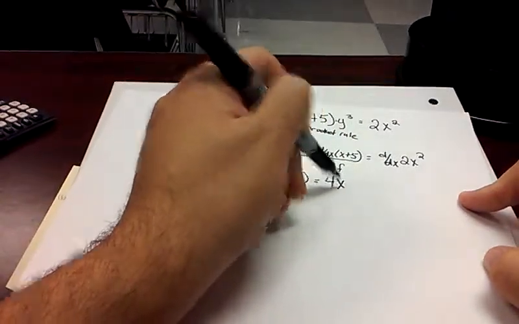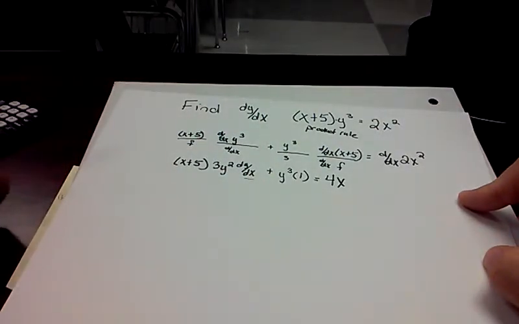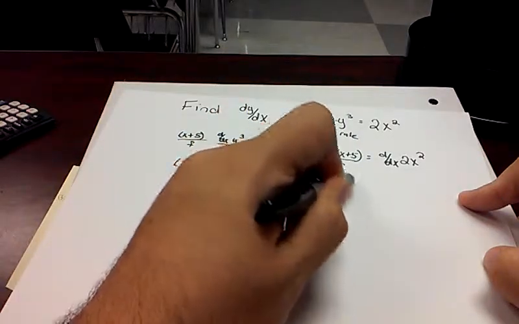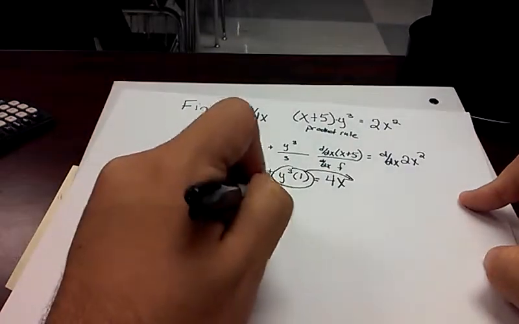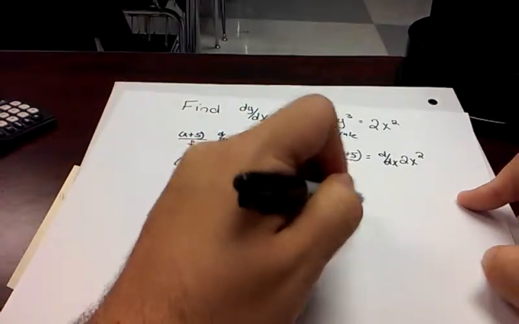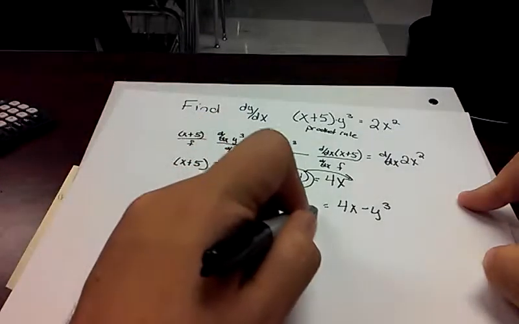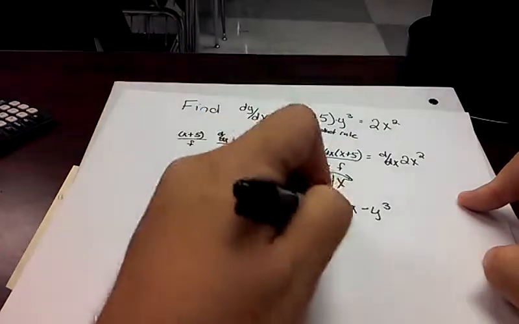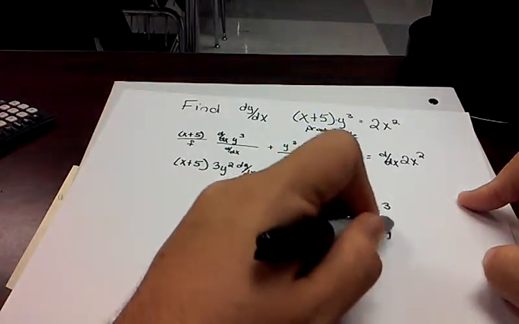Remember, you want to get the dy/dx on the left-hand side. Anything that does not have a dy/dx, it needs to move to the other side. y^3 times 1 will just be y^3, but when I move it over, that will become a negative value, so I'm going to have 4x minus y^3. I'm trying to solve this for dy over dx, so I'm going to divide by x + 5 and 3y^2. So multiply the other side, x + 5 and 3y^2.